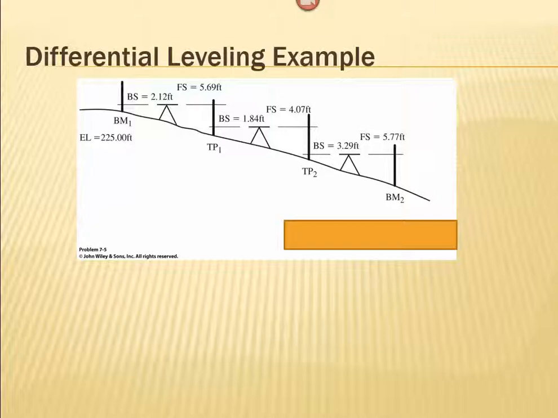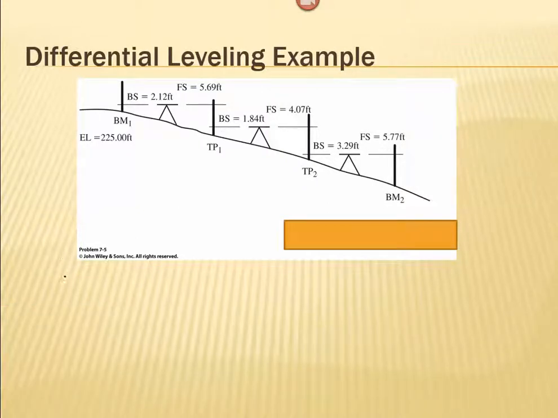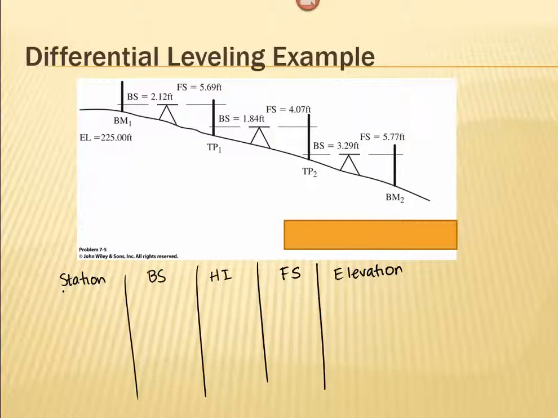What we're going to do is set up our notes. We start by making a little table, and let me choose another color. My table should be something like this. We have station, our backside, the height of our instrument, our foresight, and the elevation. Based on our picture, we can see that we begin with our BM1. Then we're going to have our turning point 1, turning point 2, here and here, and my benchmark 2.